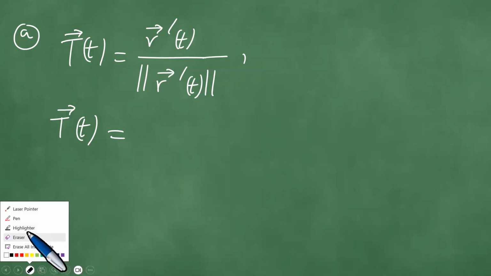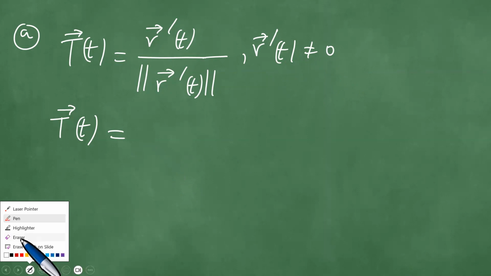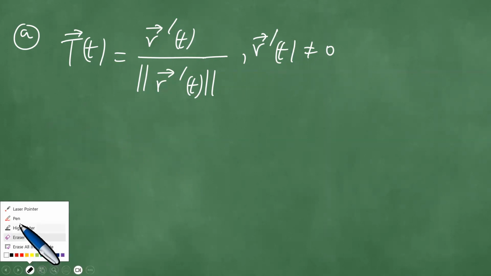Right, the vector r prime of t is not 0. Okay, let's say that is the case, just to make sure that there's some easy way to follow here.